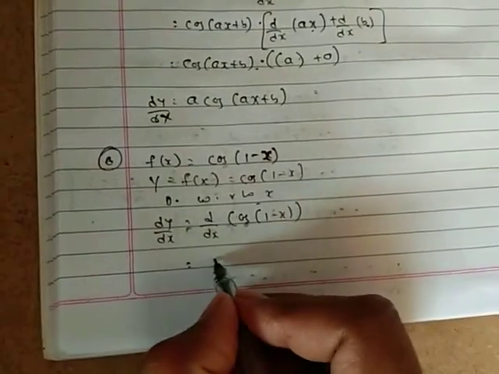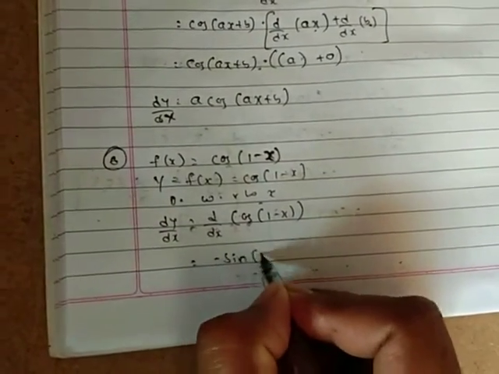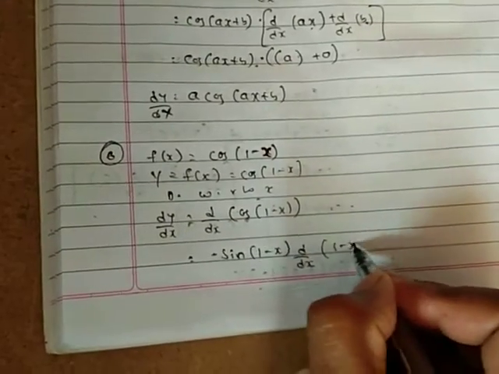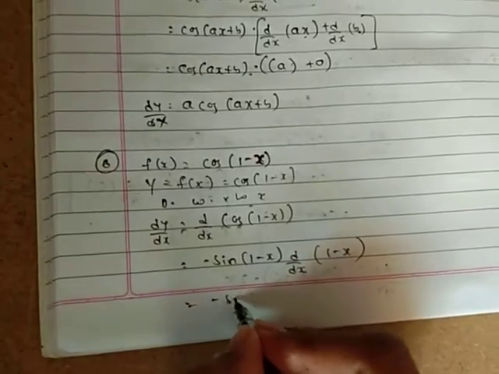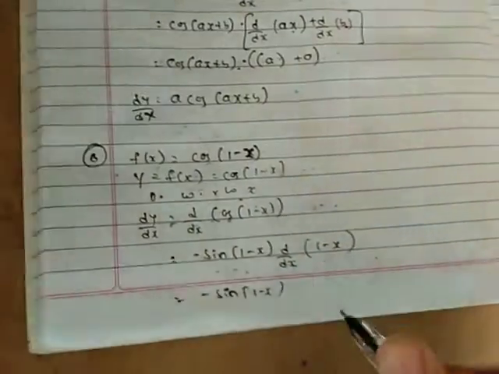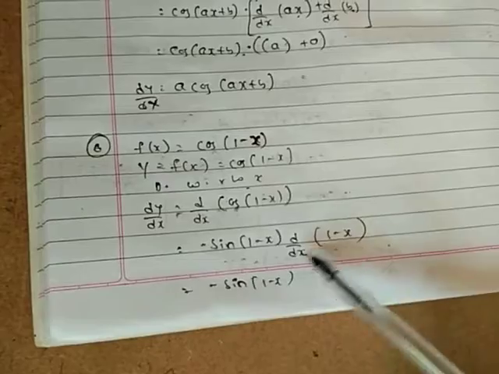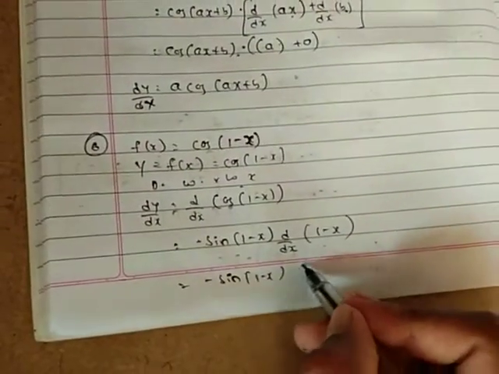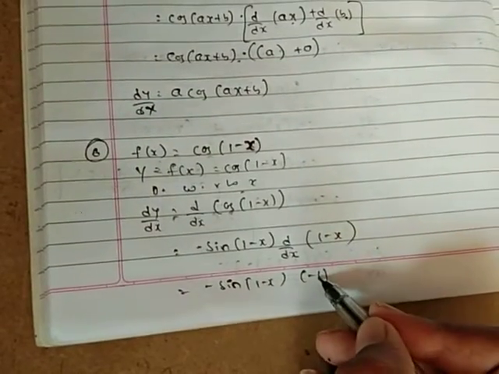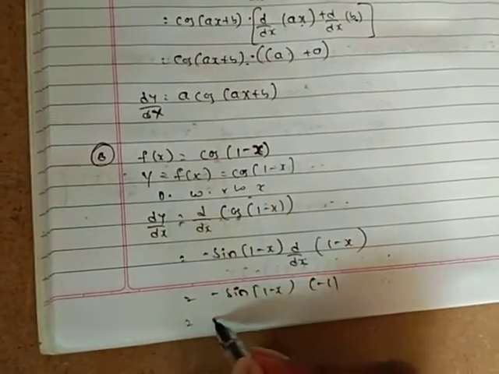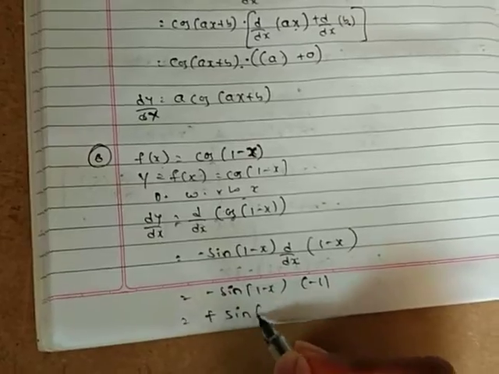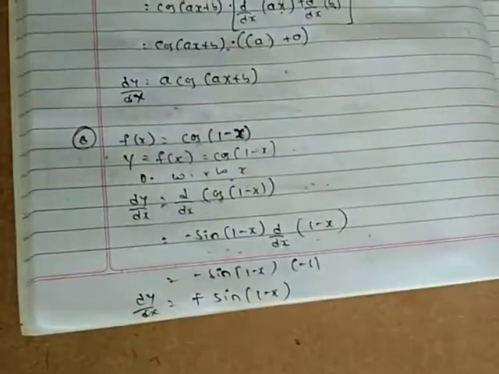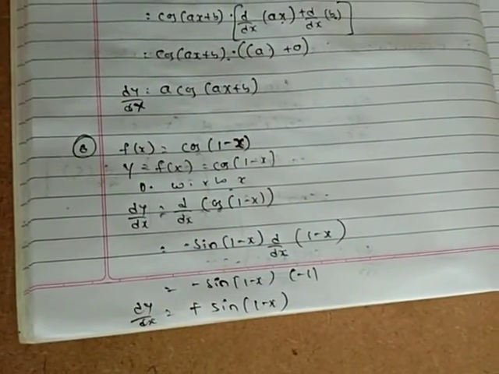Differentiation of cos x gives minus sine of 1 minus x. Again we need to differentiate the parameter 1 minus x. So minus sine of 1 minus x. In the easiest way we can solve this one. Differentiation of 1 is 0, differentiation of minus x is nothing but minus 1. So minus 1 plus 0 is nothing but minus 1. So minus into minus is going to be plus, sine of 1 minus x is the required answer for the differentiation of cos of 1 minus x.